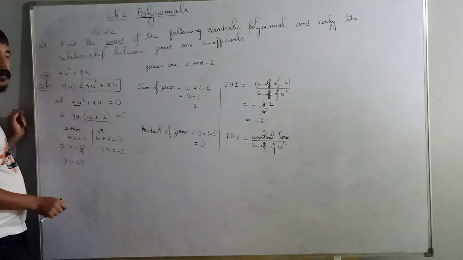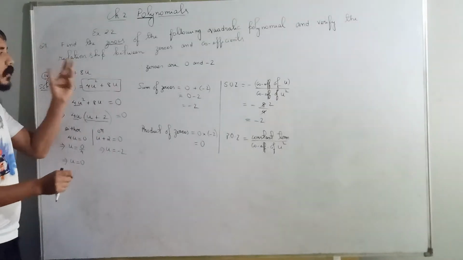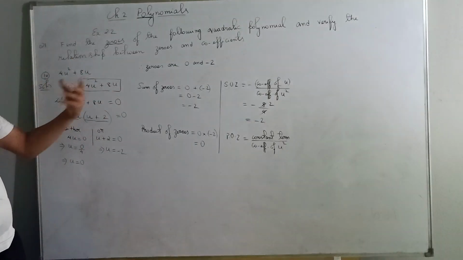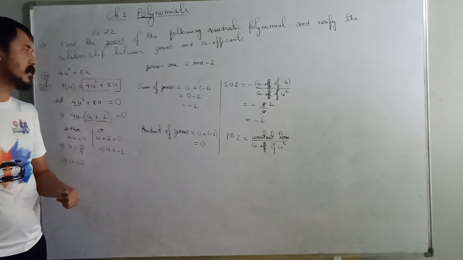This is a term containing u squared, this is a term containing u. There is no constant term. A constant term is a term without the variable. So there is no such constant term here.